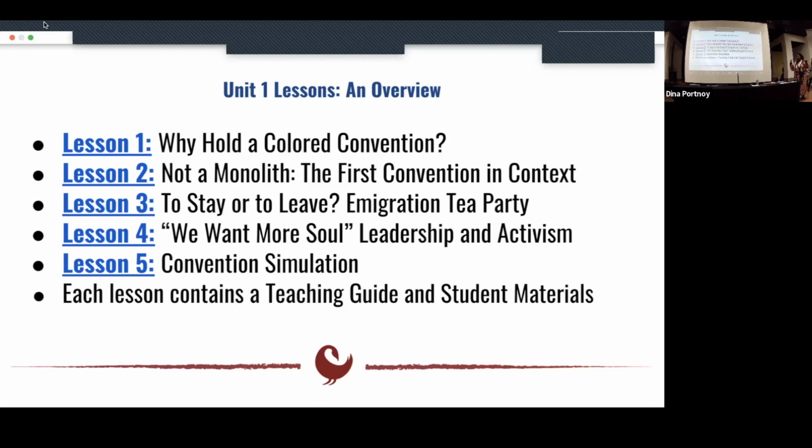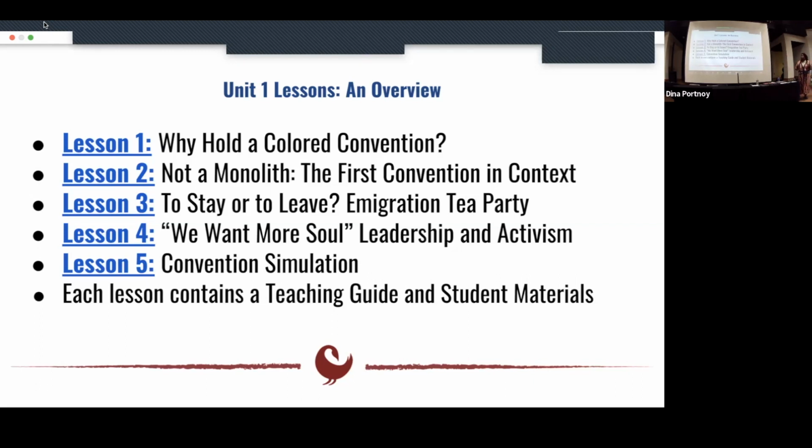So unit one is basically an overview of that first convention in Philadelphia. So that first lesson, why hold a color convention? Why are we holding it? We go back to that speech that we saw early on, and we look at a longer excerpt of the speech, and we start to make connections. What was going on then that's still going on now? What are these issues that are affecting the Black community? And why are they still persistent?